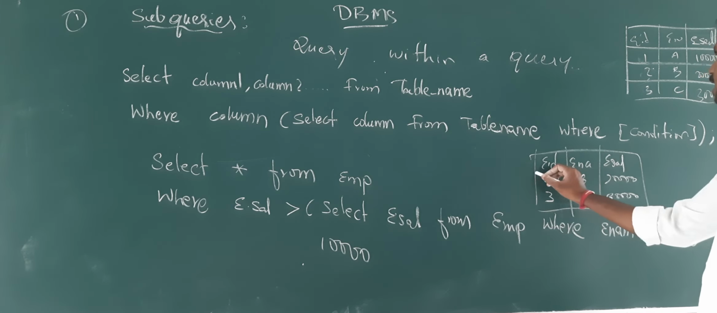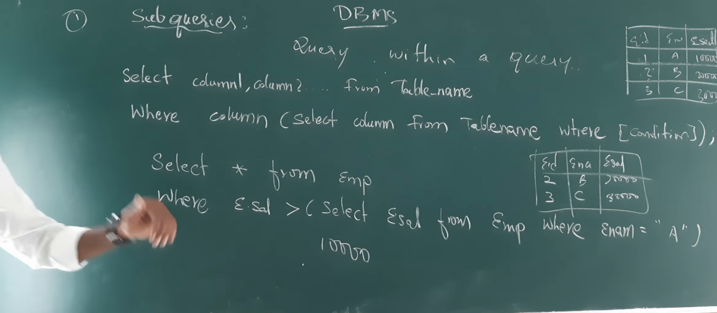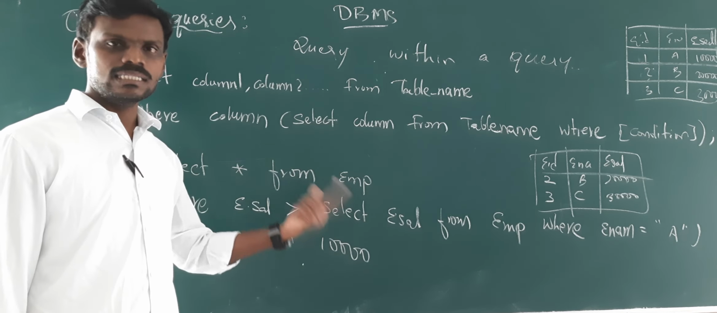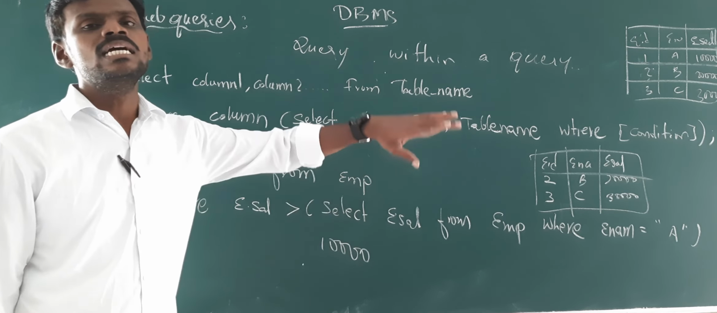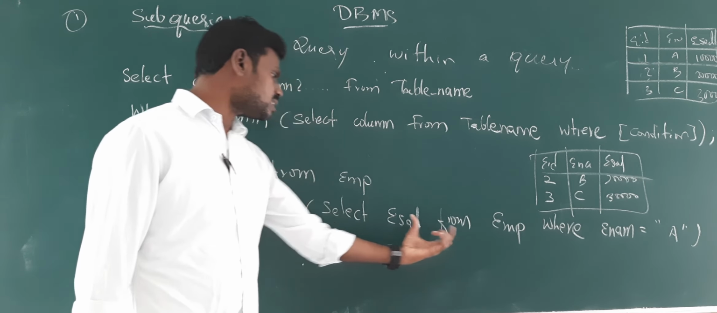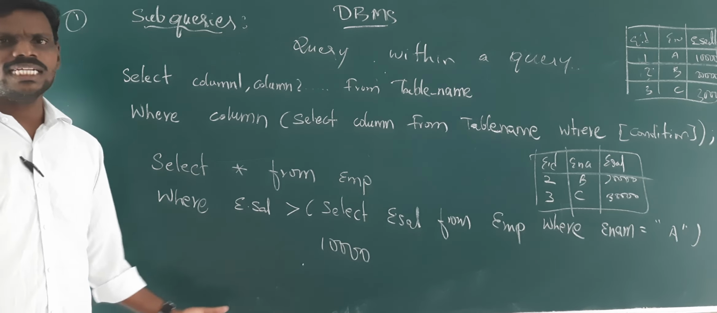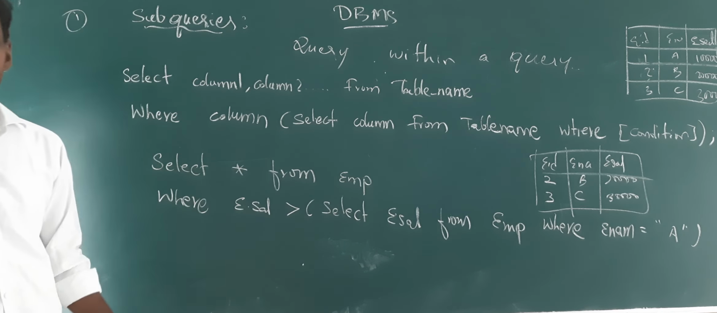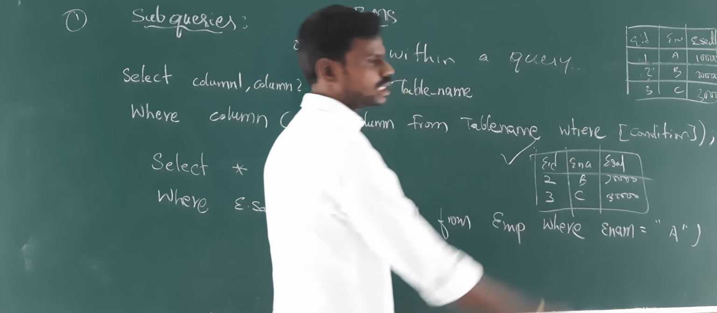See, directly we can write where the employee salary is greater than 10,000 if you know the salary. But if you don't know the salary of A, and you want to see the salary or all other details of the employees who are getting more than the employee called A, then you will select the salary from your table by using the subquery: select E salary from employee where the employee name is A. We don't know whether it is 10,000, 30,000, whatever it is, right? And after getting that, I will give that as my input for the outer query. Then the result will be in this way.